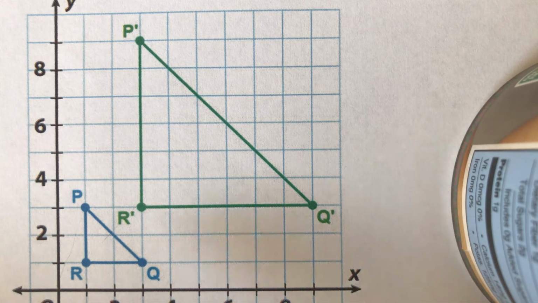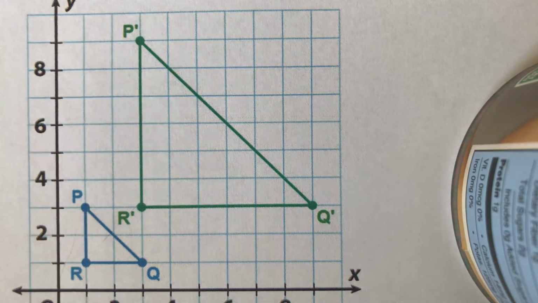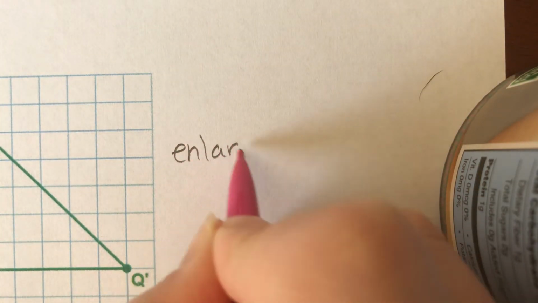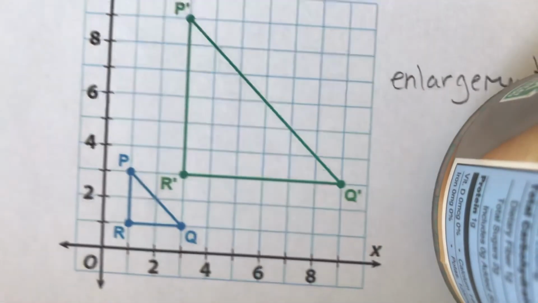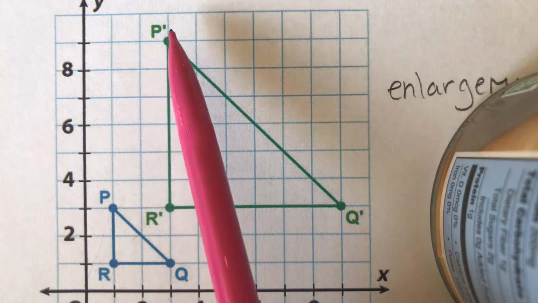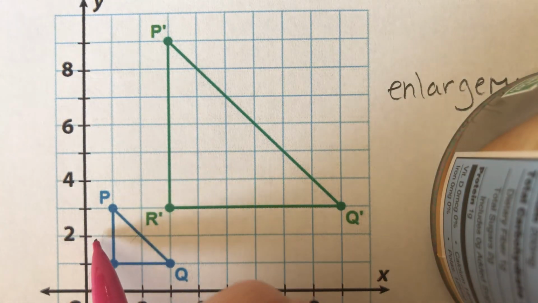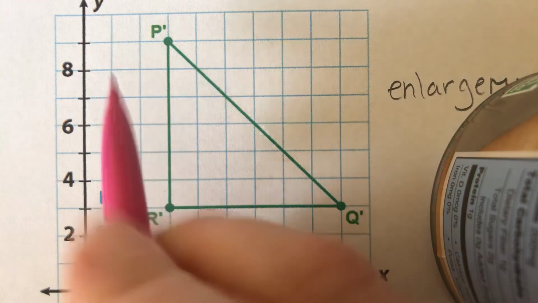So this one, original's here. Our image now got bigger. So this is an enlargement. And we can compare these lengths because we've got some sides here that are straight. We could do both, look at the coordinates and look at the lengths. They're going to be the same thing. So let's see, our original is at 2, and this is 1, 2, 3, 4, 5, 6.